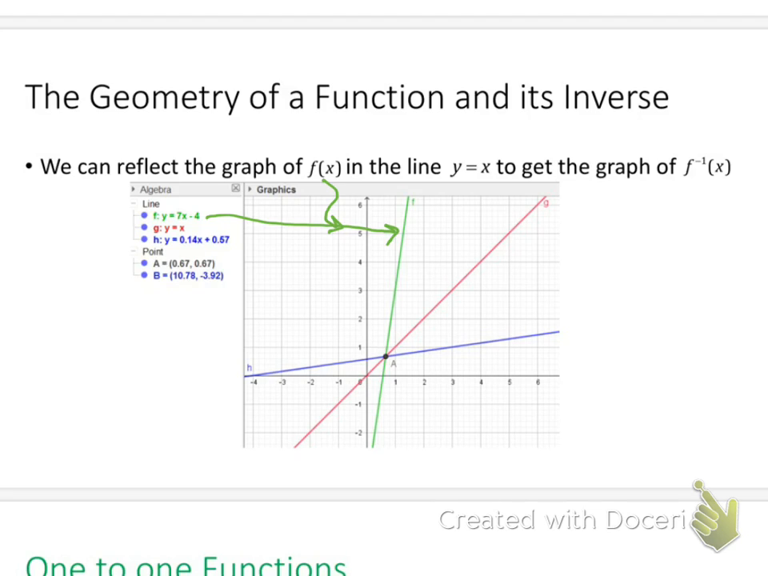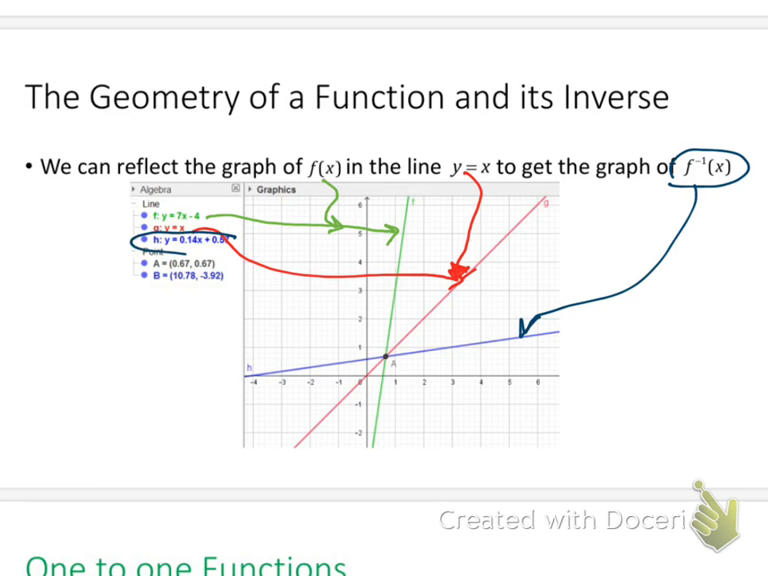Next we have the line y equals x. That line is here, it's the red. Then what's our inverse function? If you reflect the green line over that red line, you will get the blue line, which is your inverse, and this is its equation.